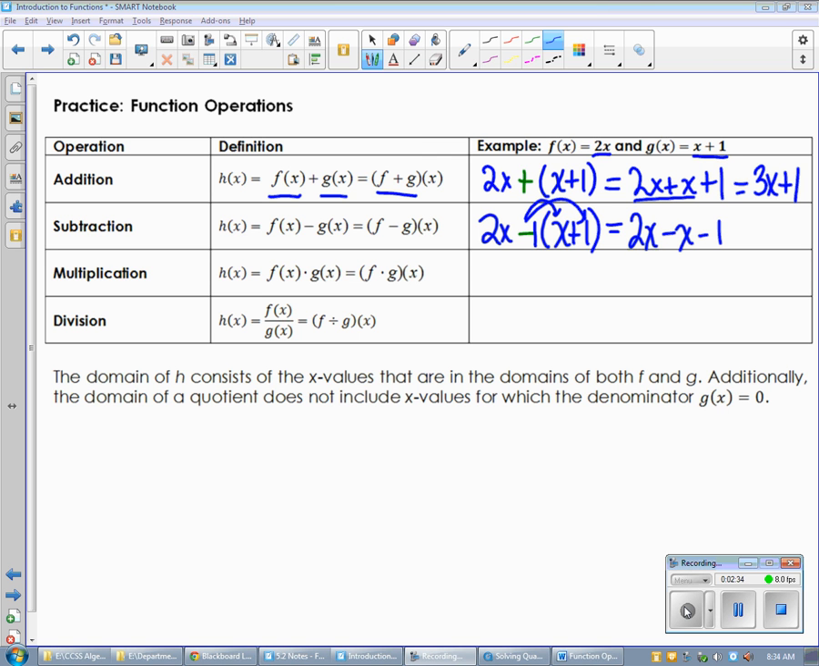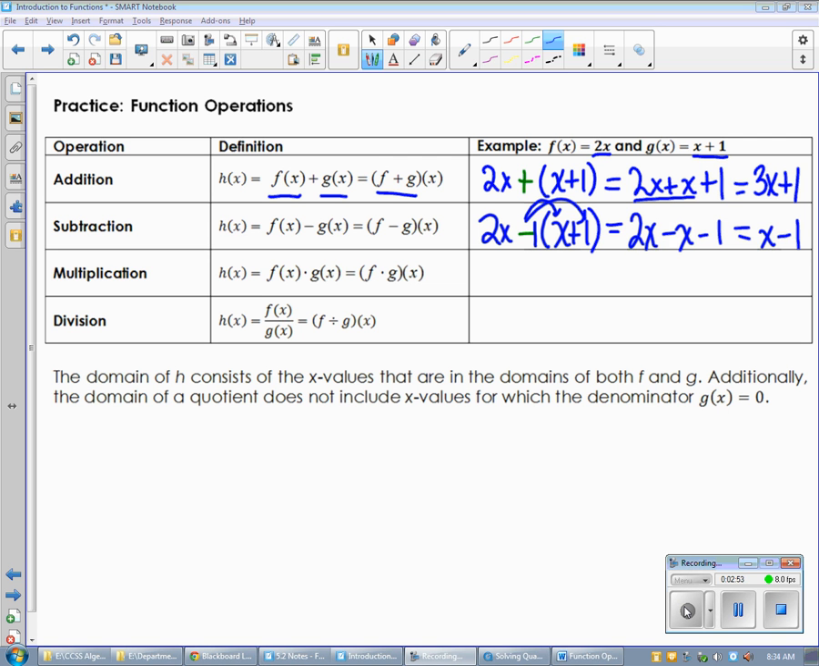And so now when I combine my like terms, 2x minus x leaves me with a single factor of x, and then I still have a minus 1. So be very careful when you're subtracting quantities. You want to make sure that you use grouping symbols appropriately and that you distribute the subtraction throughout the second grouping symbol. Multiplication is the same way.